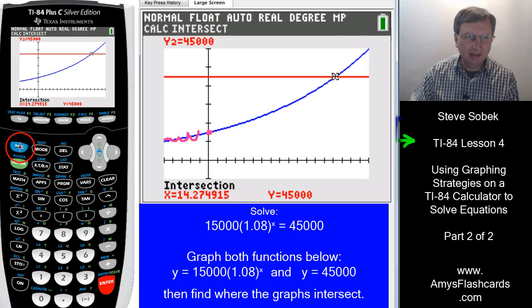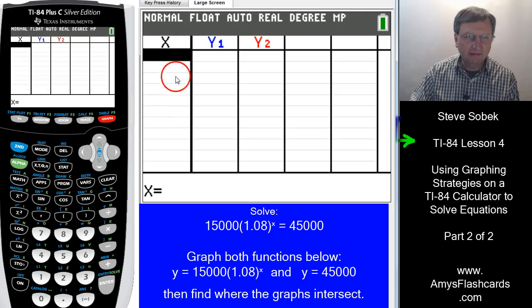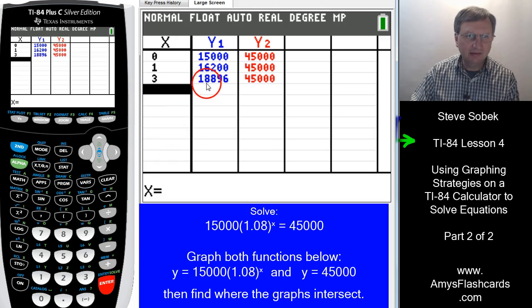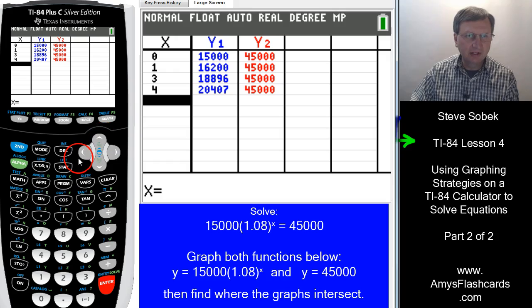If we jump into the table feature, let me do that quickly. Second table, and fire in some values for x. Okay, after 0 years, I have $15,000, the initial amount of the investment. After 1 year passes, I have $16,200. 3 years, I have $18,000. 4 years. You could see that every point on this graph has meaning. Okay, 4 years, I have $20,400.